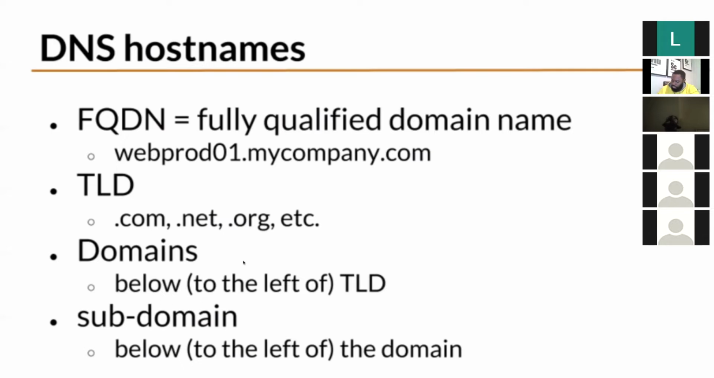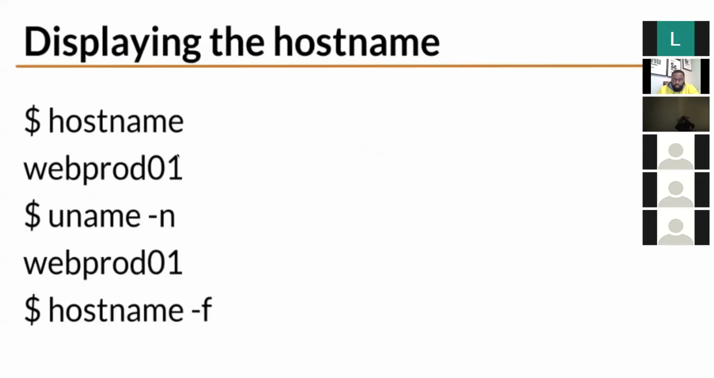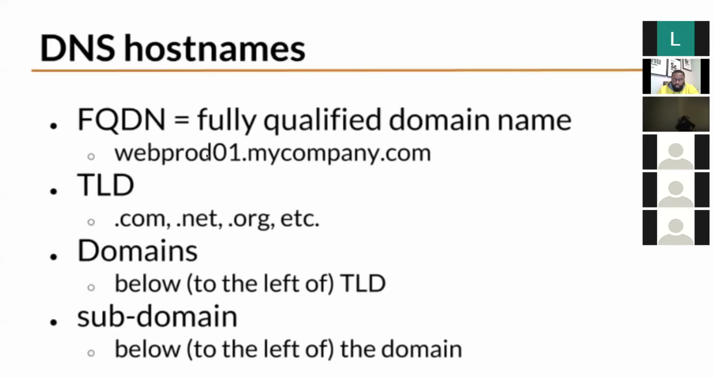And then we also have something called subdomains, and we'll use that a lot. For example, I can guarantee you now, class, that there are a lot of subdomains that use walmart.com. If I wanted a subdomain for walmart.com, I can put staging.walmart.com. As you see here, webprod01, you see that little dot before the mycompany? That shows you what the subdomain is.